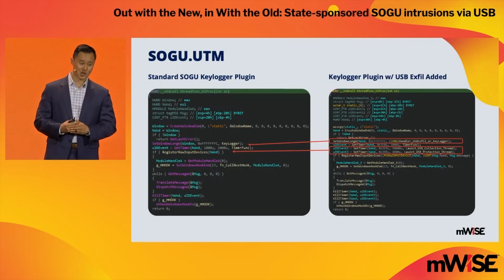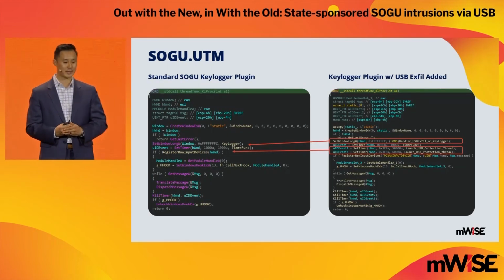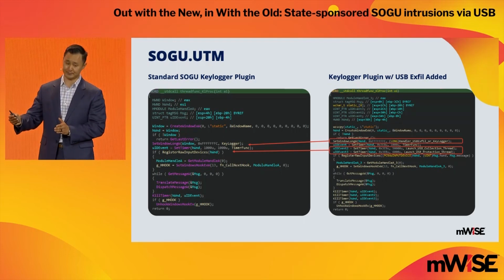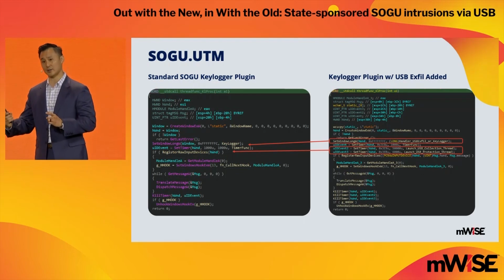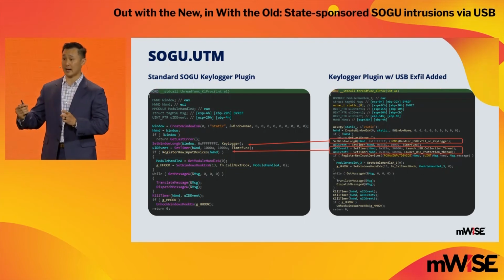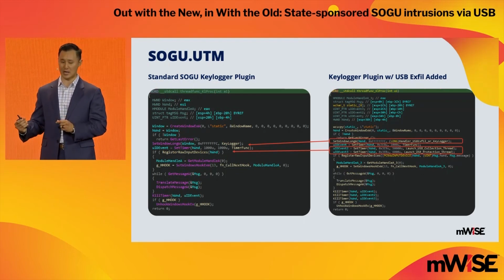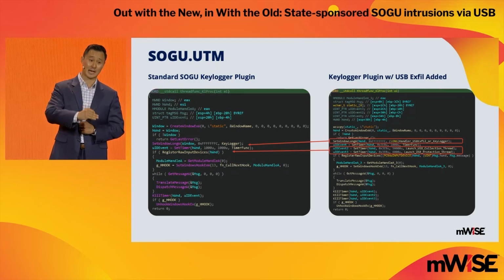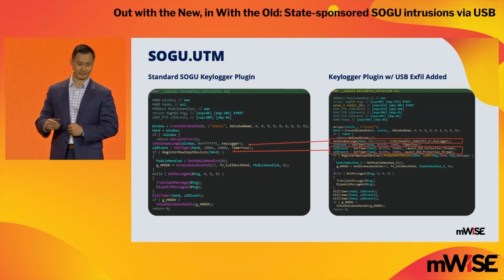On the left is a screenshot of a standard SOGU keylogger plugin, and on the right is a screenshot of that plugin in SOGU UTM. The highlighted blocks are the function calls that execute that purpose-built USB functionality, and those arrows show where they've been inserted into a standard SOGU keylogger plugin.